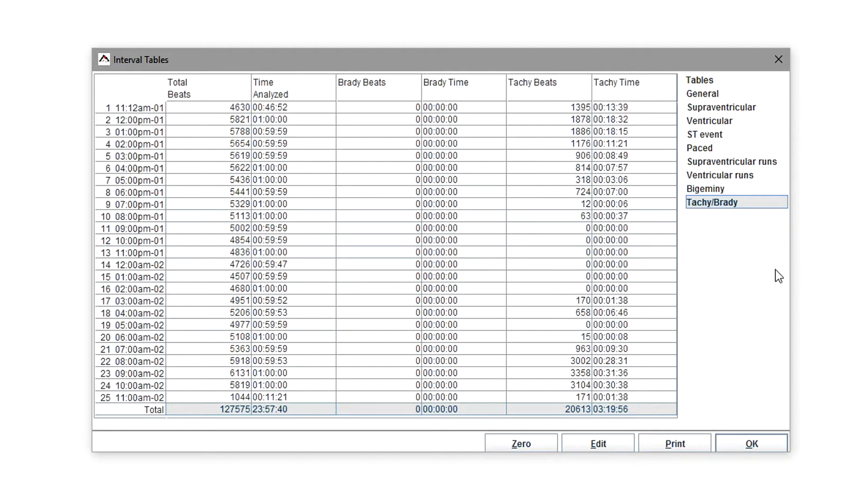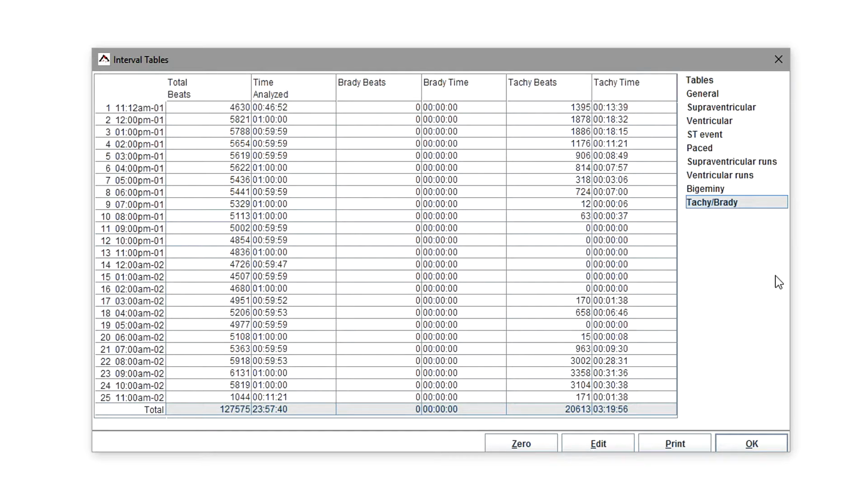Tachycardia Bradycardia. This is an interval table that lists the time of day at the start of the interval, the total number of beats identified and counted in the interval, this excludes periods of artifact, the amount of time analyzed, this also excludes artifact, the number of beats of bradycardia that occurred as defined by the bradycardia setting in scanning criteria, the amount of time spent in bradycardia, the number of beats of tachycardia that occurred as defined by the tachycardia setting in scanning criteria, and the amount of time spent in tachycardia.